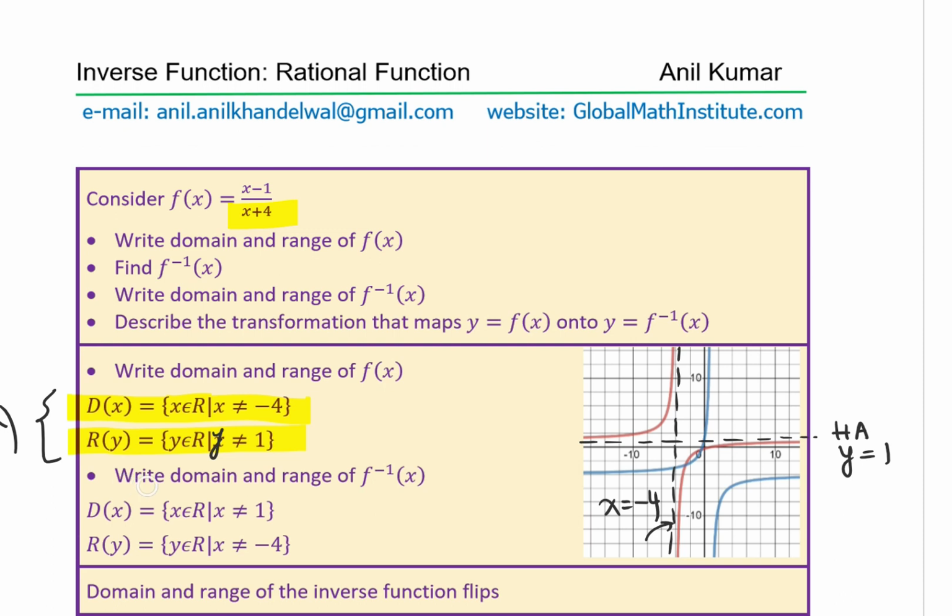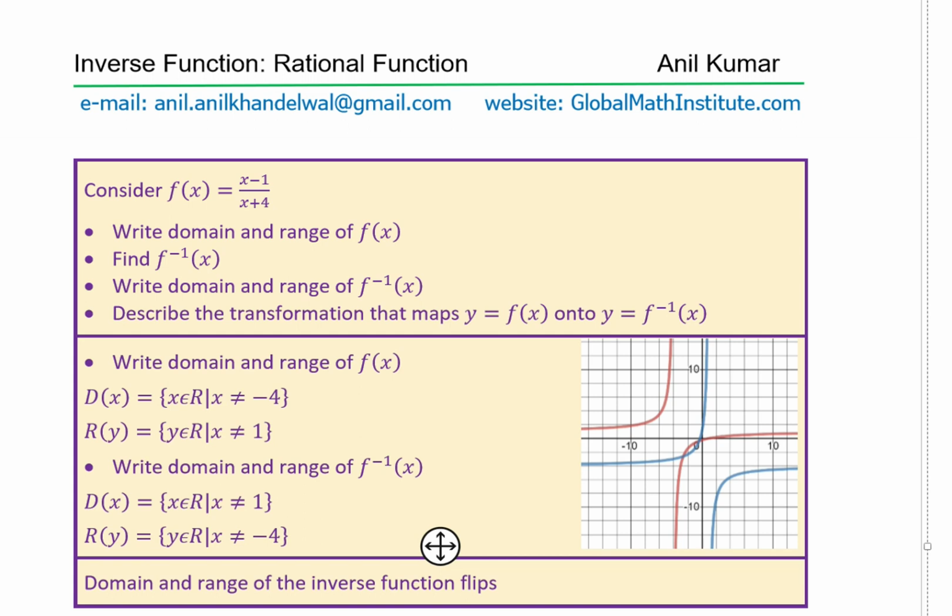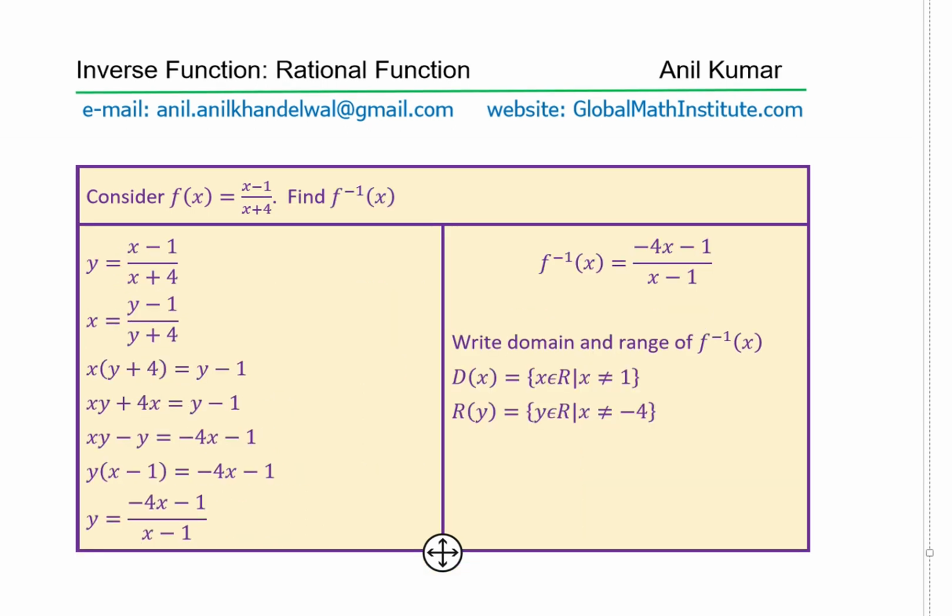Now, to find the domain and range of the inverse of the function, we just swap, correct? So this part, which is the domain, now becomes the range. So we say the range is that y belongs to real numbers, but y is not equal to minus 4. And the range part becomes the domain for the inverse function. So they swap, and therefore we can write the solution for 1 and 3, correct? Now let's look into the next part, which is how do we find the inverse of the function.